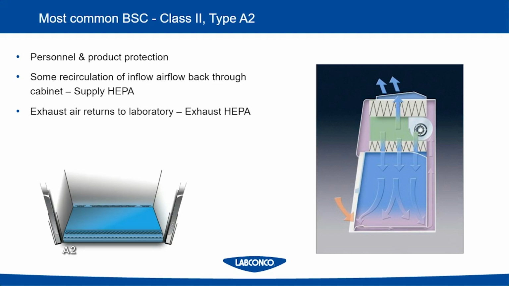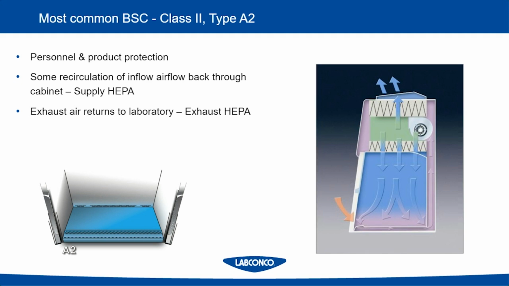In the drawing that you see below, what I'm trying to represent here is that all of the supply air in the cabinet is coming from the intake air, meaning that it passes over our sample, is recirculated, and comes back down. This is very common for these Class II type A2 recirculating cabinets.